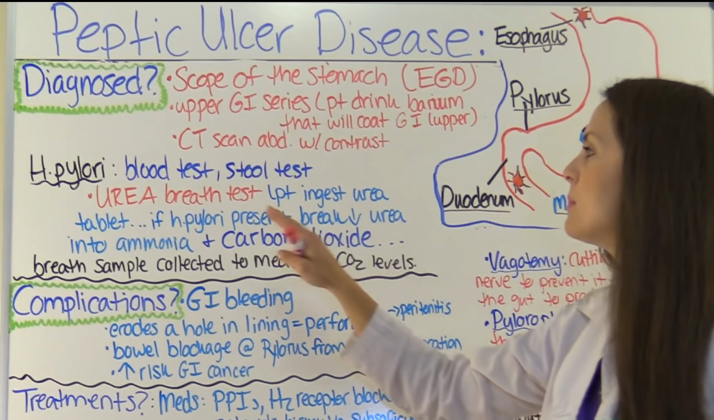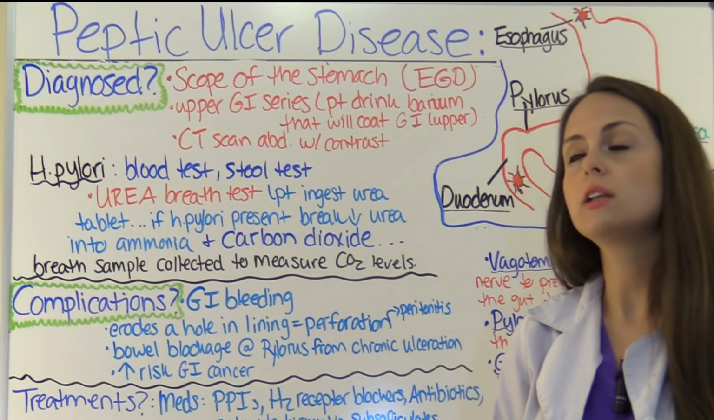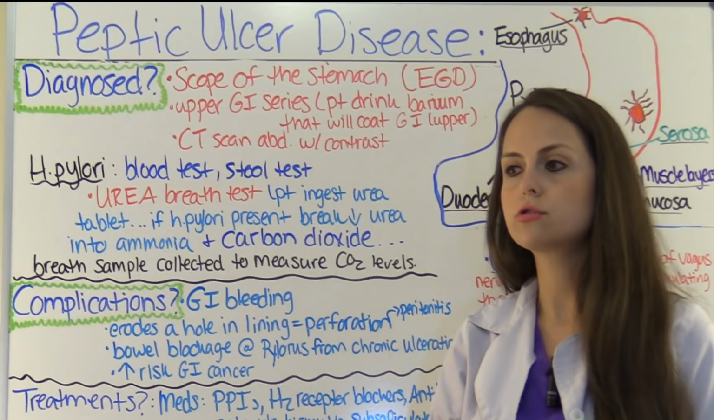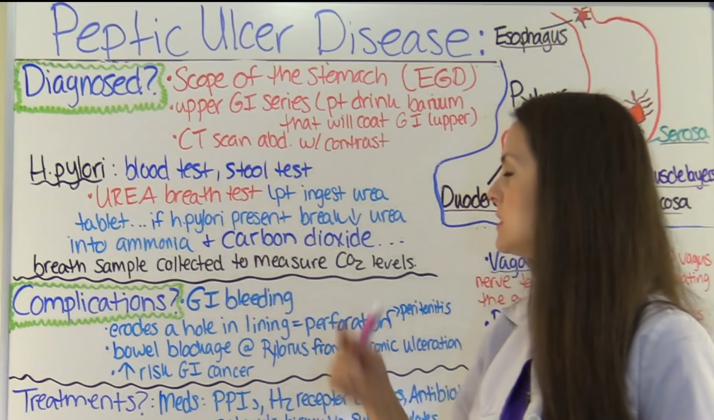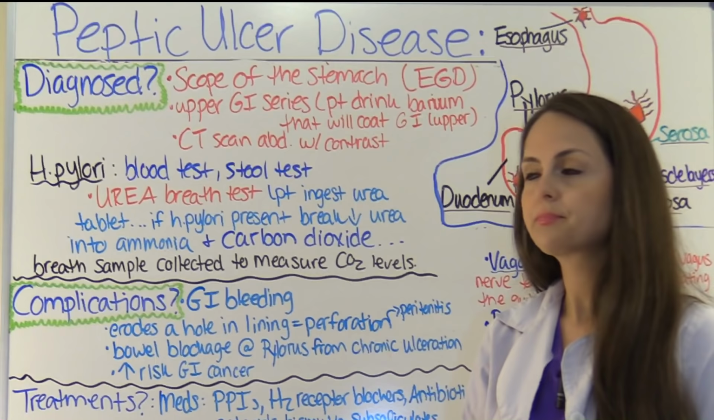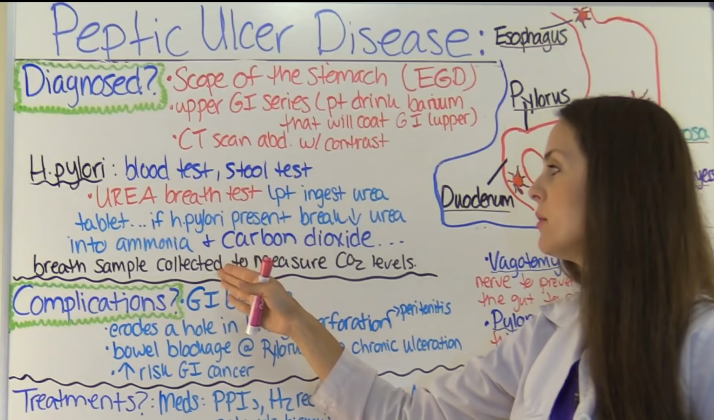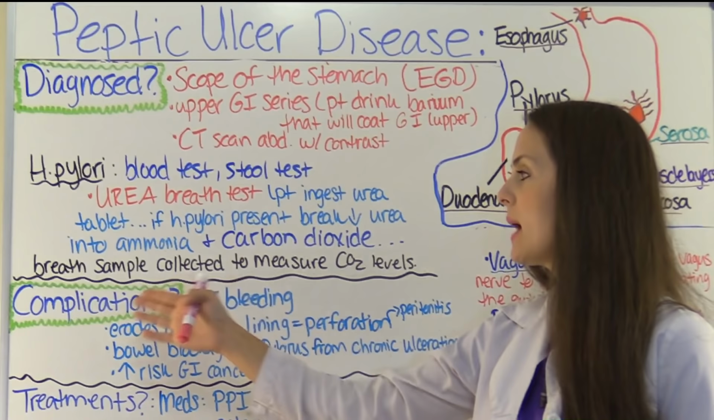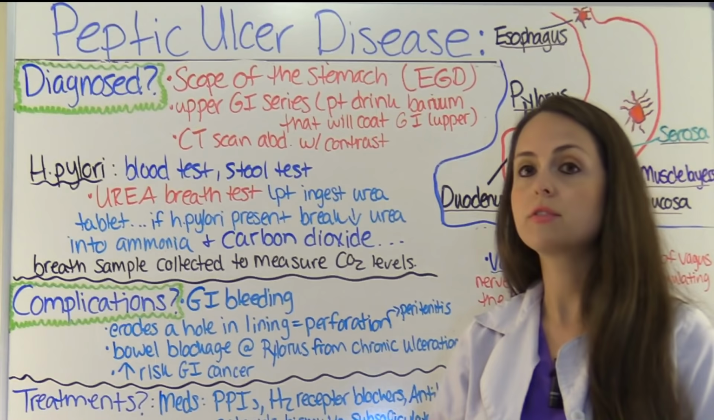Now, if they suspect the patient may have H. pylori, there are some tests that they can order, such as a blood test or a stool test, where they'll collect a blood sample or stool sample, test it, and see if H. pylori is present. Or they can do what's called a urea breath test. This is where the patient will ingest a urea tablet, and if H. pylori is present, it will break down the urea into ammonium and carbon dioxide. And that's what your test is going to test the patient for. So the patient will give some breath samples and they will measure the carbon dioxide levels. And if they're high, H. pylori is present.